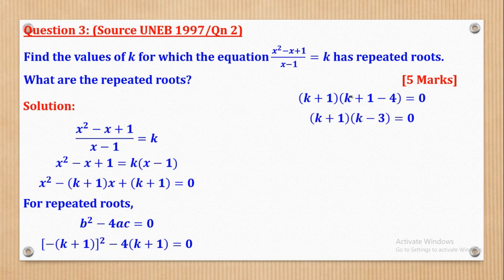Then for this bracket, k plus 1 minus 4 gives you k minus 3. That means that either k plus 1 is equal to 0, and that gives you k equal to negative 1, or k minus 3 is equal to 0, and that gives you k equal to 3.